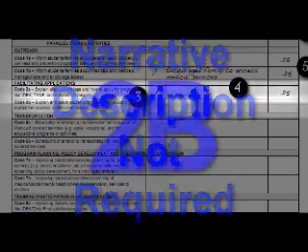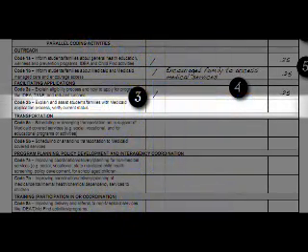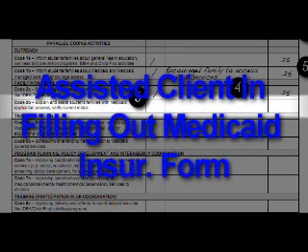Now, under the 2B, let's say that in the 1B you encouraged access and you gave the parent the Medicaid insurance form. We have parents who are overwhelmed with the process. Maybe they don't speak English very well. For whatever reason, if you assist them in filling out the Medicaid application form, then that is a 2B activity, and your narrative there is: assisted parent or client in filling out Medicaid insurance form. That's all you need there.